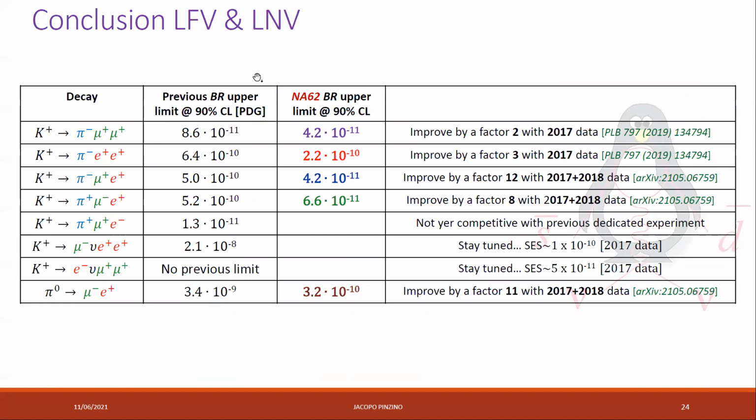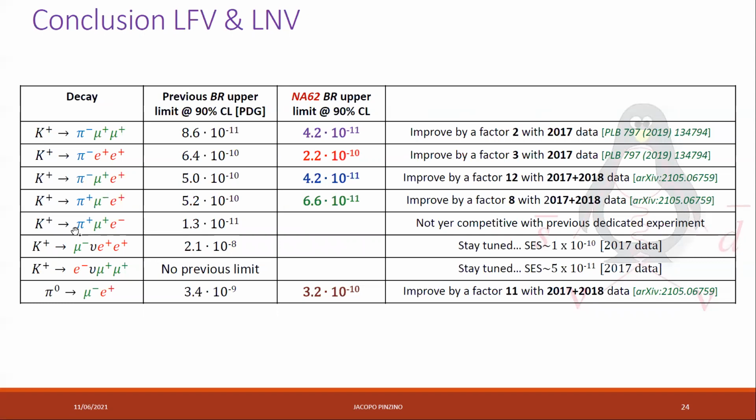You can see that we got an improvement of the upper limit with respect to the previous experiments. For example, an improvement factor of 2 using just the 2017 data for K+ to π− and two positive muons. Factor 3 using just 2017 data for the decay with two electrons. This can be improved using even 2018 data. Instead, for the decays with one positive muon, one positive electron and one negative electron, and one positive muon, we get respectively an improvement of factor 12 and factor 8 using both data samples.